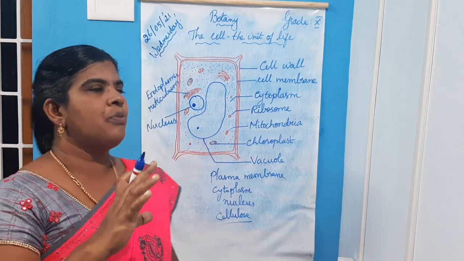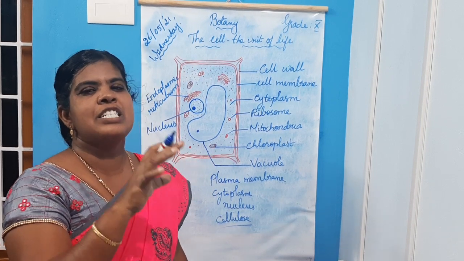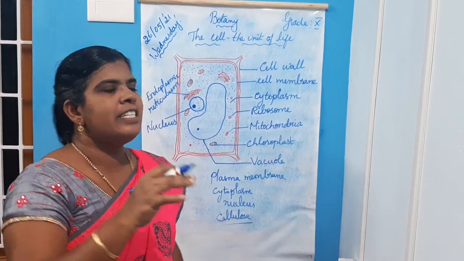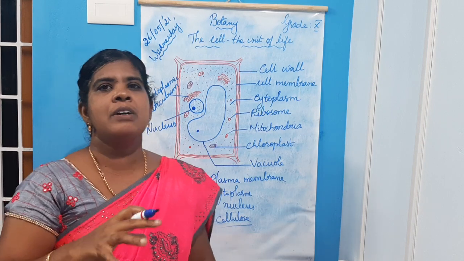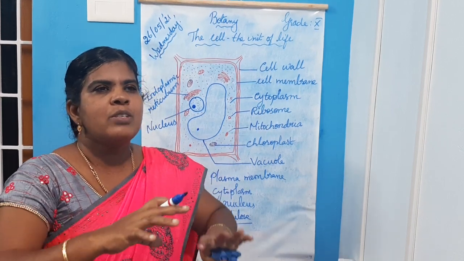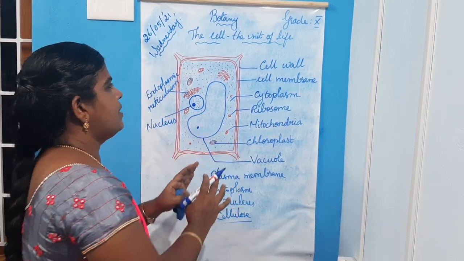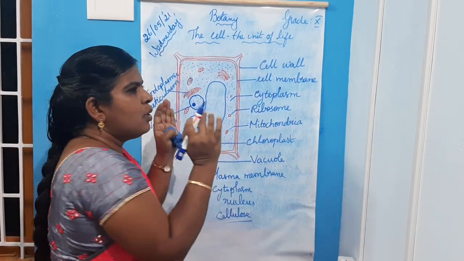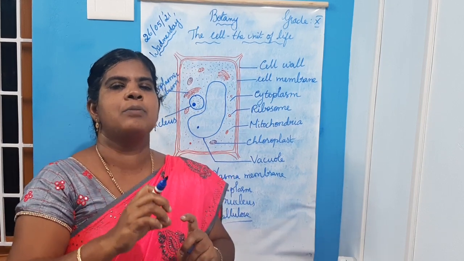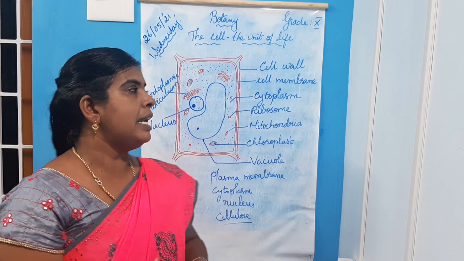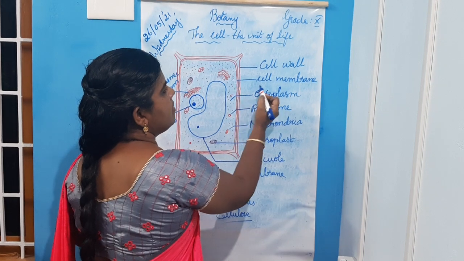Next, the function of the cell wall. What is the function of the cell wall? The cell wall gives definite shape to the cell and also gives rigidity to the cell. It is also the outer covering, so it protects the inner protoplasm, the inner organelles or cytoplasmic organelles.